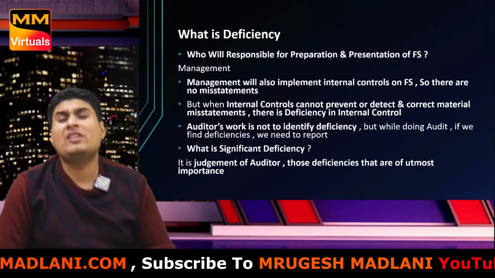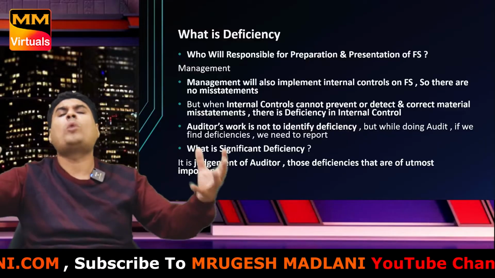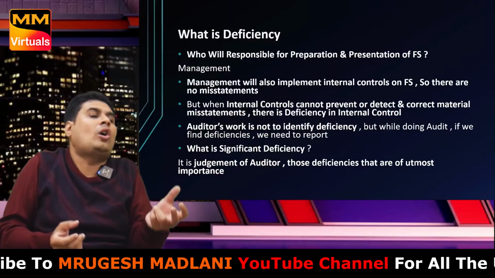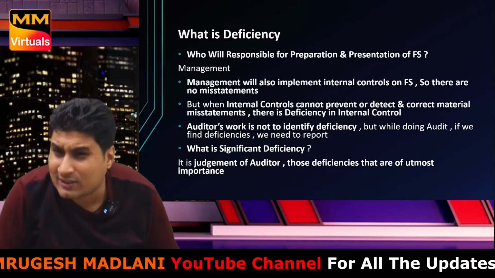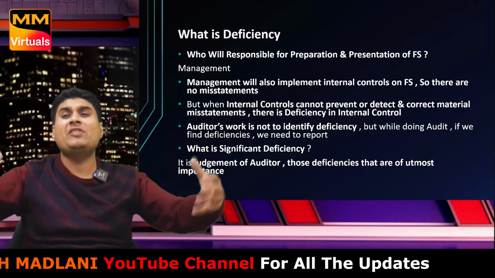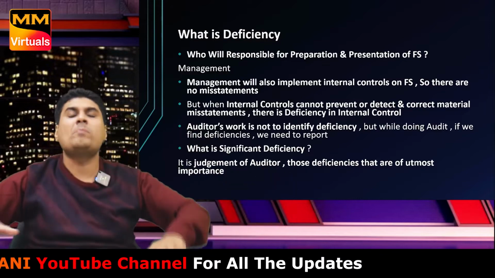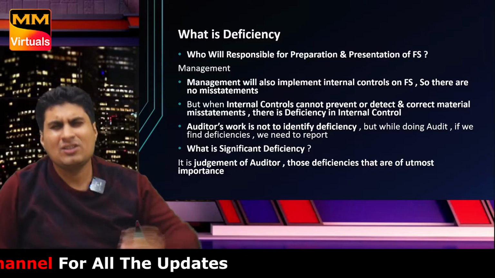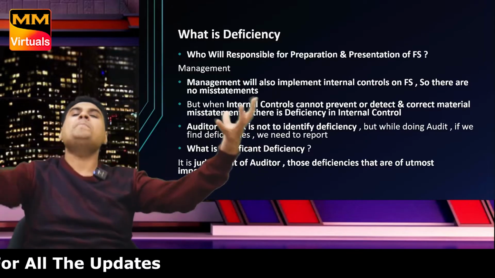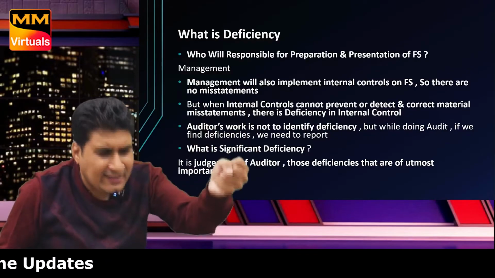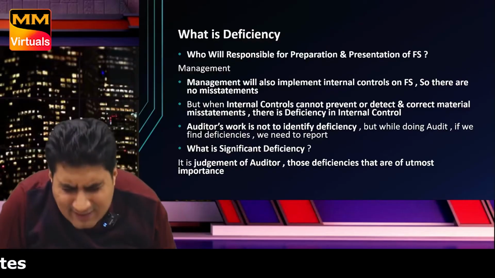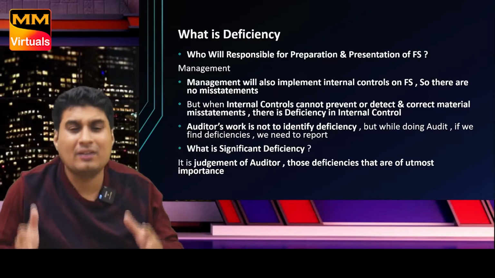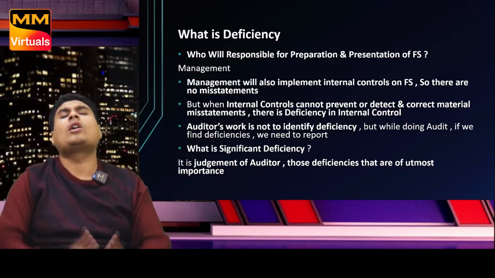These are those deficiencies which are of utmost importance in the judgment of the auditor. See, now two deficiencies are there: normal and significant. What's the difference? Significant deficiency simply means probability and impact are high. Okay, what do you mean by probability? Chance of that thing happening; impact is the loss. If probability and impact are high, we call it significant deficiency. Otherwise, it's normal.